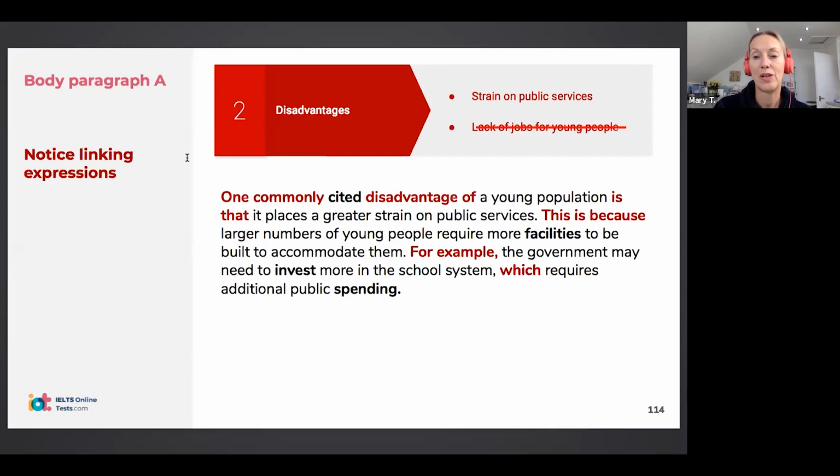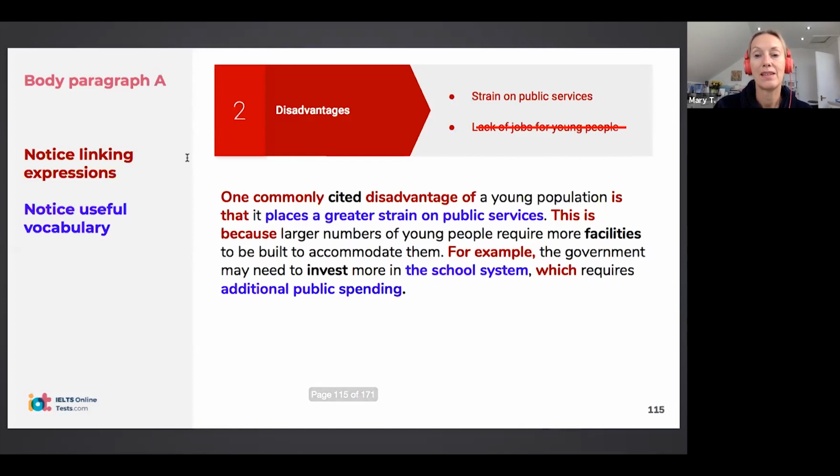Okay, so if you include a lot of linking expressions, what does that create within your answer? Beginning with C. Cohesion, Mohammed, thank you. Yeah, so that creates cohesion, and then also you need to use some useful vocabulary. So this nice phrase here, places a greater strain on public services, the school system, additional public spending. So these are all collocations.